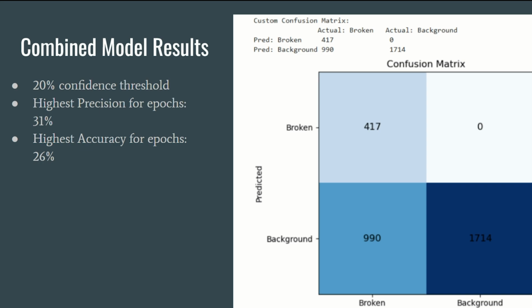For this model, our precision and recall were slightly higher, with the highest precision being 31% and the highest accuracy being 26%. This slight improvement is promising, but the high number of false negatives suggests that our model is still struggling to consistently identify fractures, which remains a critical concern.